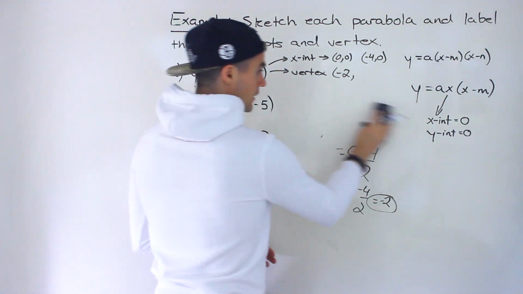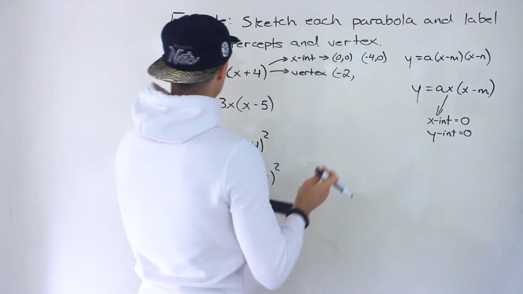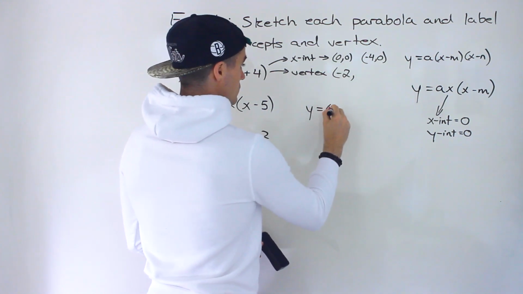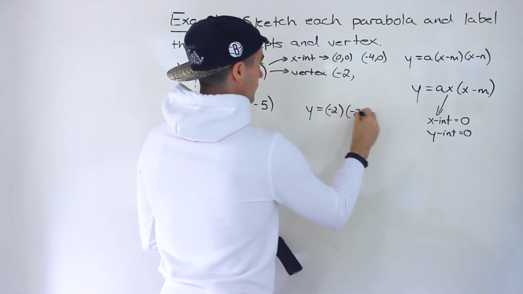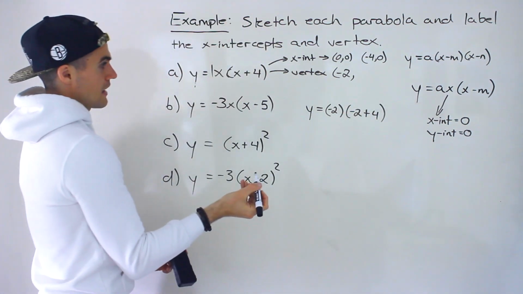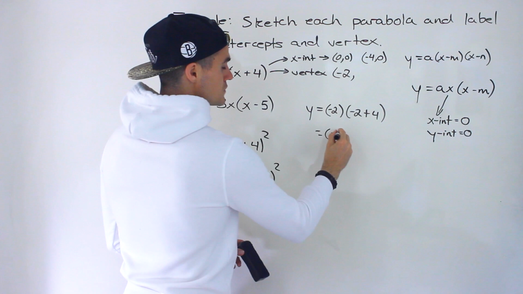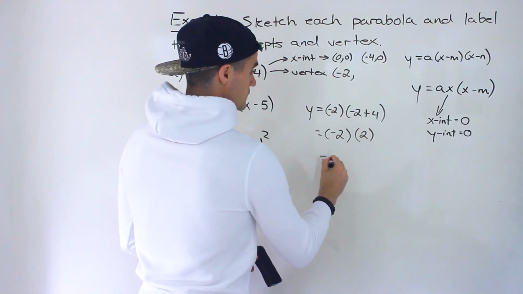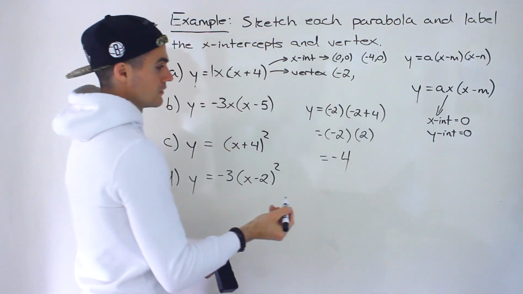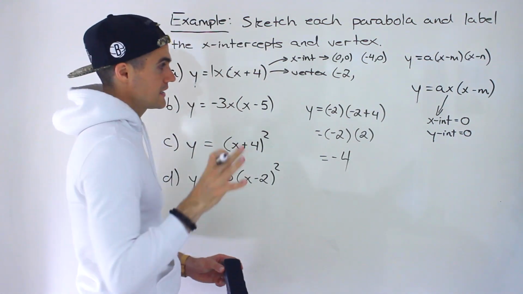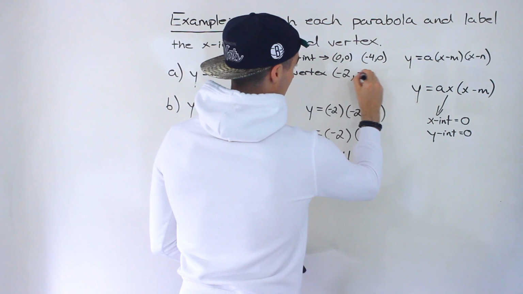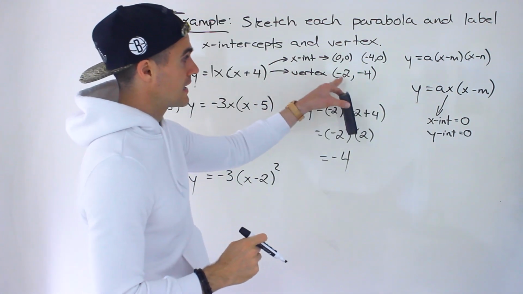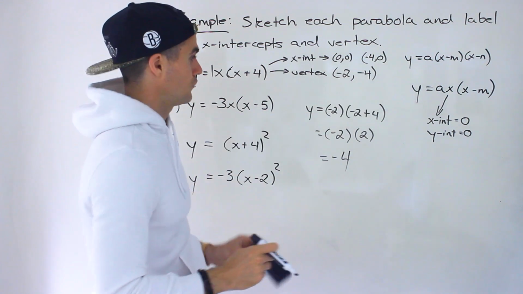If we want to find the corresponding y value of the vertex, what we can do is just plug that x value of -2 into the function. So we'd end up with -2 times, -2 plus 4 would give us +2, and -2 times +2 would give us -4. So the vertex in this case is at a y value of -4. So the full coordinate is -2, -4 for the vertex.